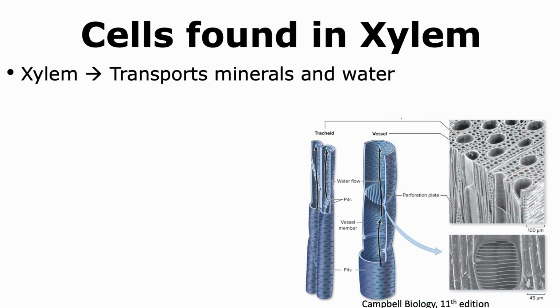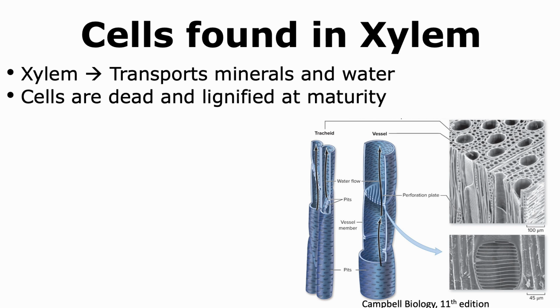Vascular tissues comprise xylem and phloem. Xylem transports water and minerals to different parts of the plant. The cells that make up xylem are dead and are lignified at maturity, indicative that they have thick secondary cell walls that have lignin as part of them.